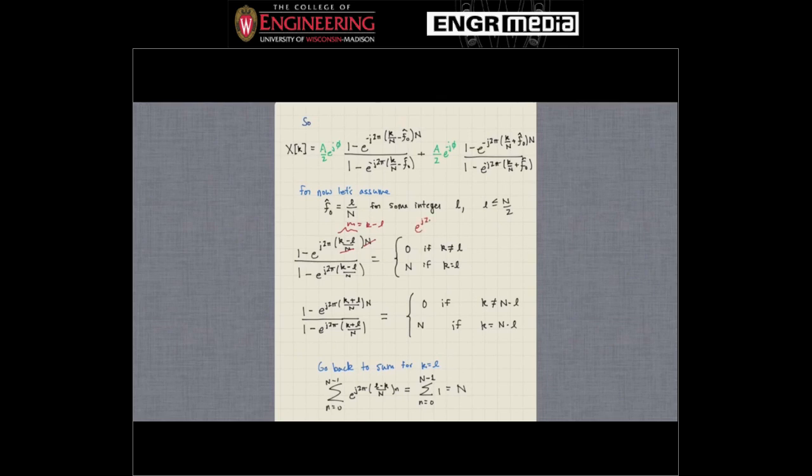e to the j 2 pi times m, where m is an integer, always equals 1, just by Euler's identity. So on the numerator here, we just have 1 minus 1, which is 0. All right, so we're almost ready to write that for scenarios when f naught is equal to L over N, so when the digital frequency is some integer divided by N, and for values of k such that k minus L is 0, aka if k is equal to L, then this numerator is 0.